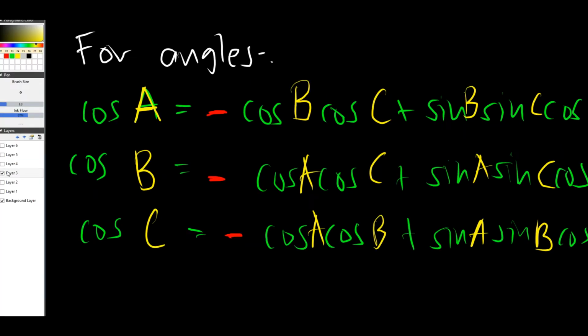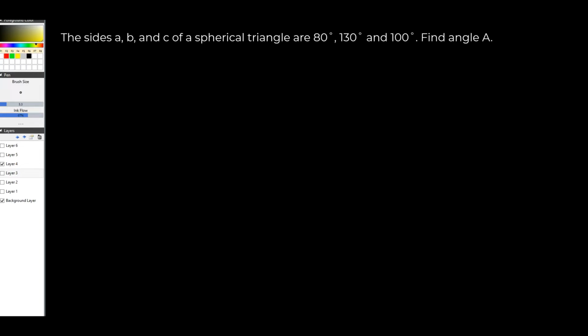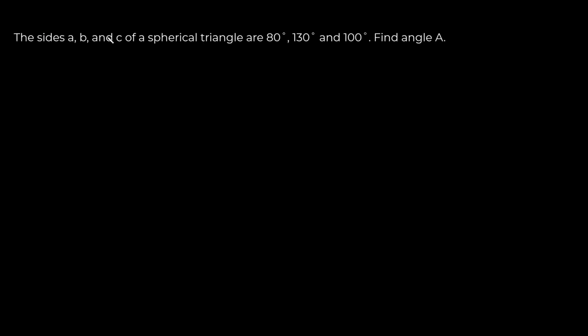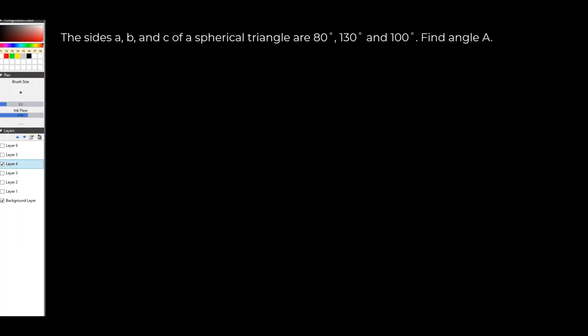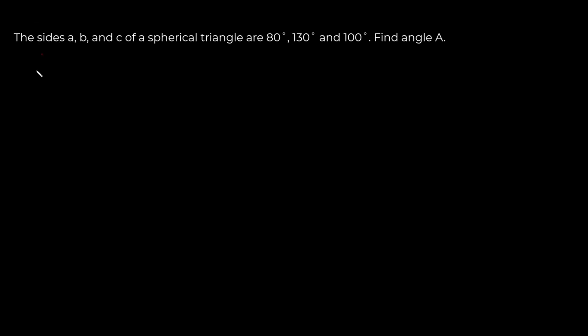So, let's try some examples. For example, the sides A, B, and C of the spherical triangle are 80 degrees, 130 degrees, and 100 degrees. Find angle A. Given in the problem, A is equal to 80 degrees, B is equal to 130 degrees, C is equal to 100 degrees.